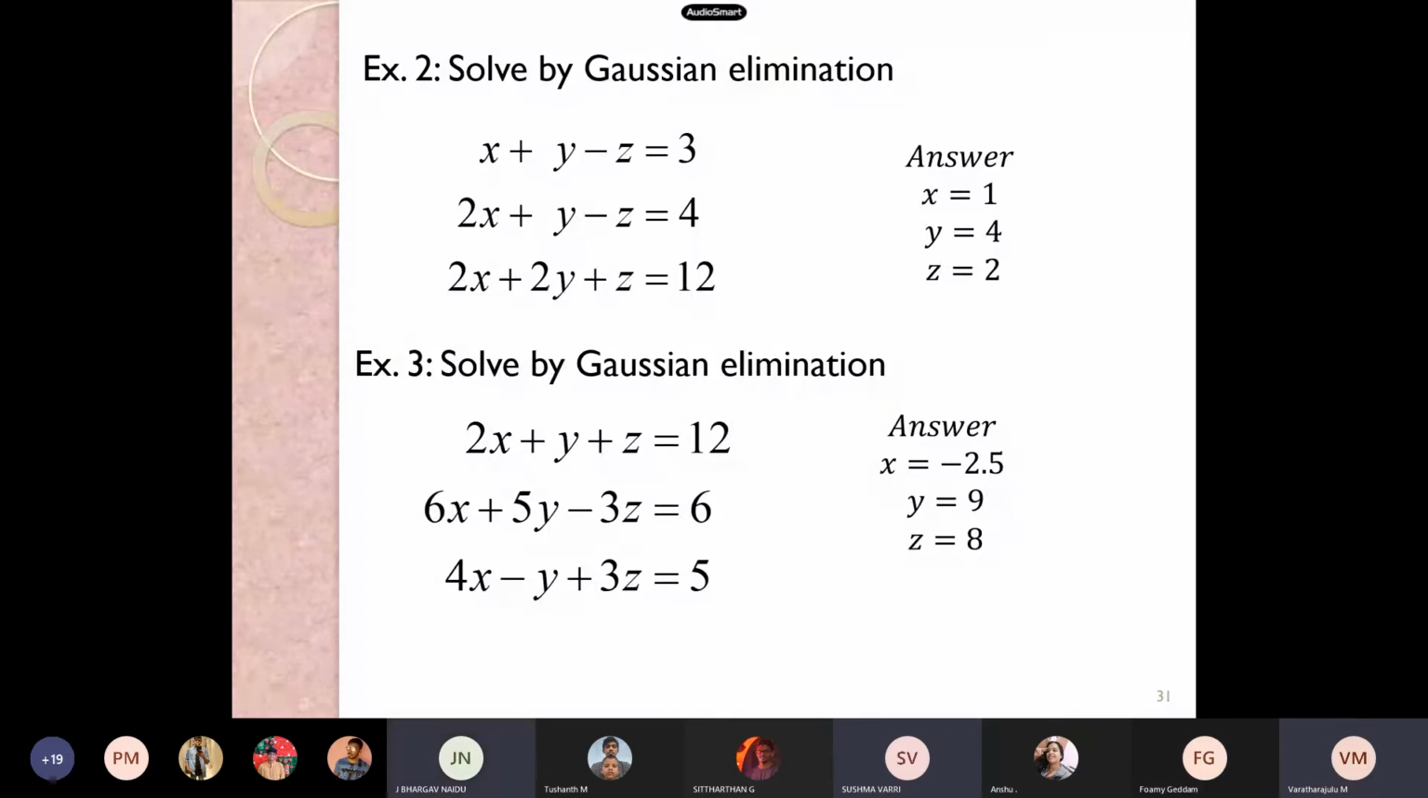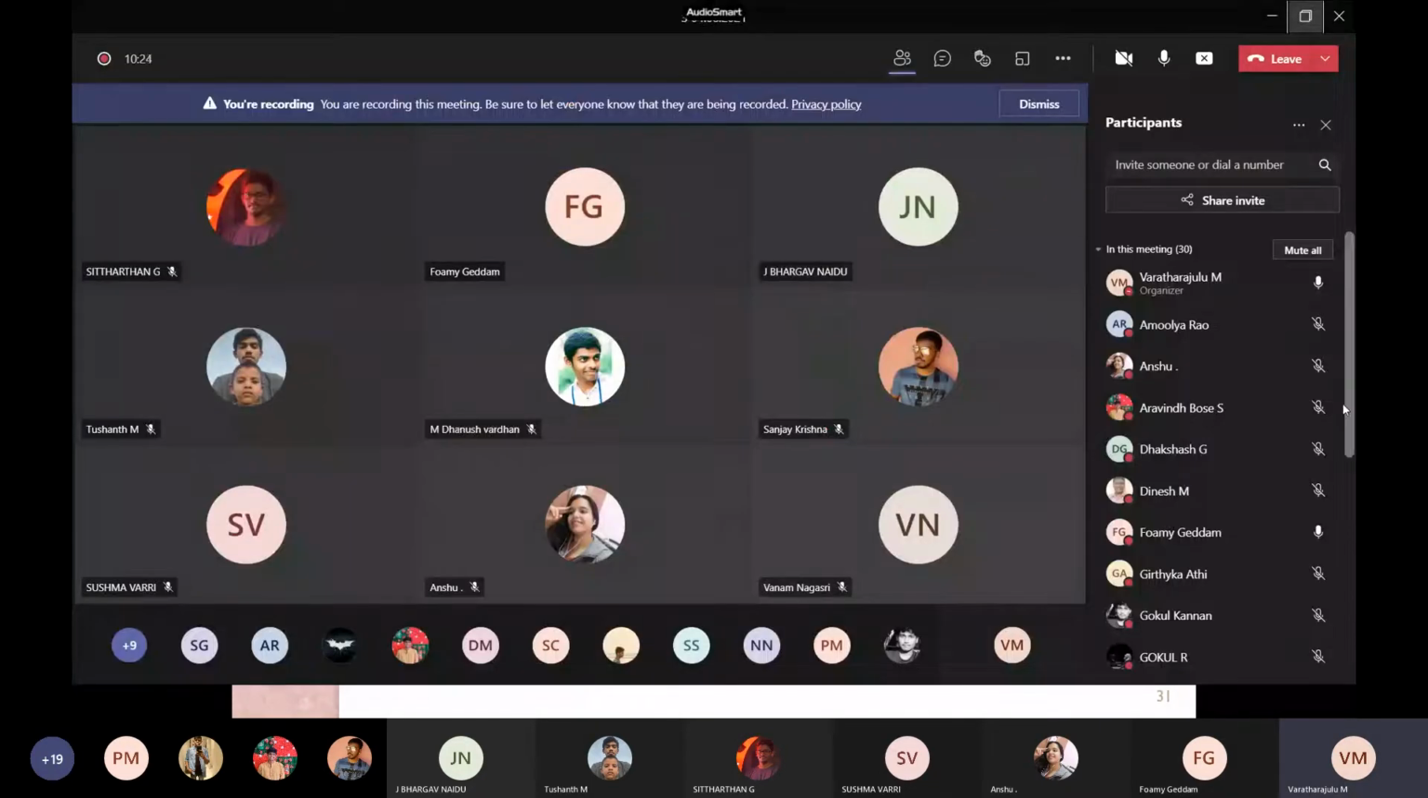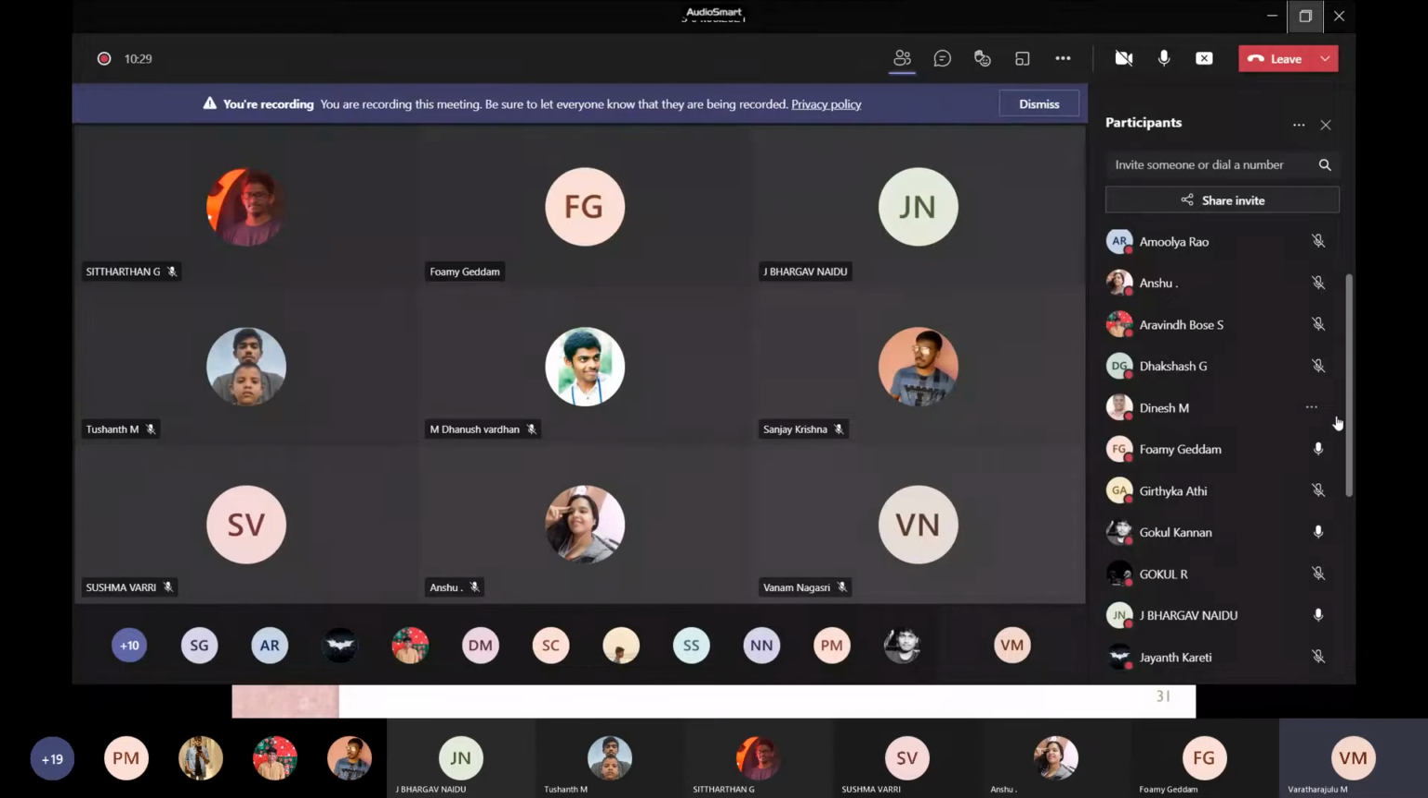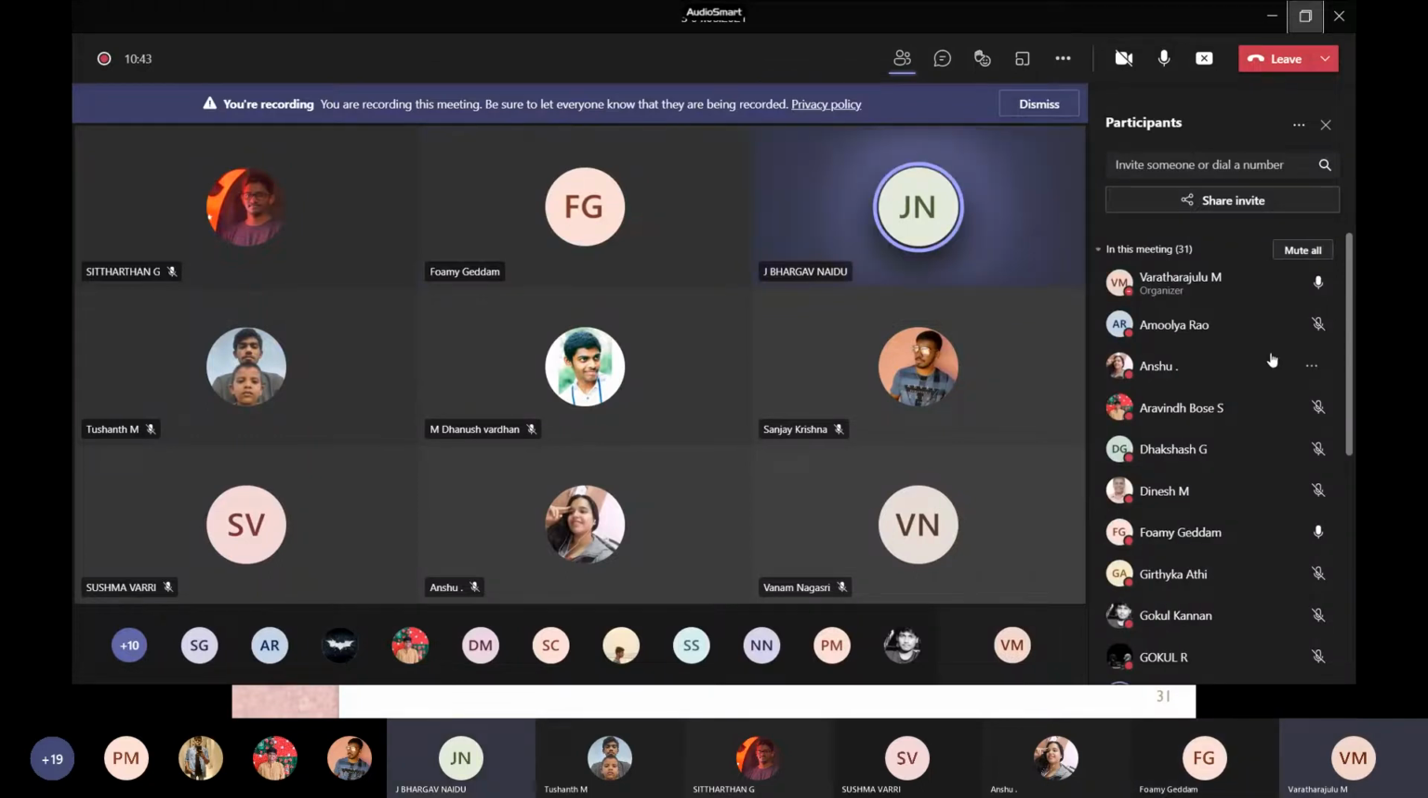Can someone please take your calculator and show how we can solve these simultaneous linear equations with the aid of the calculator itself? How can we find the results? The procedure for obtaining the solution with the calculator. Please raise your hand. Anyone who knows?